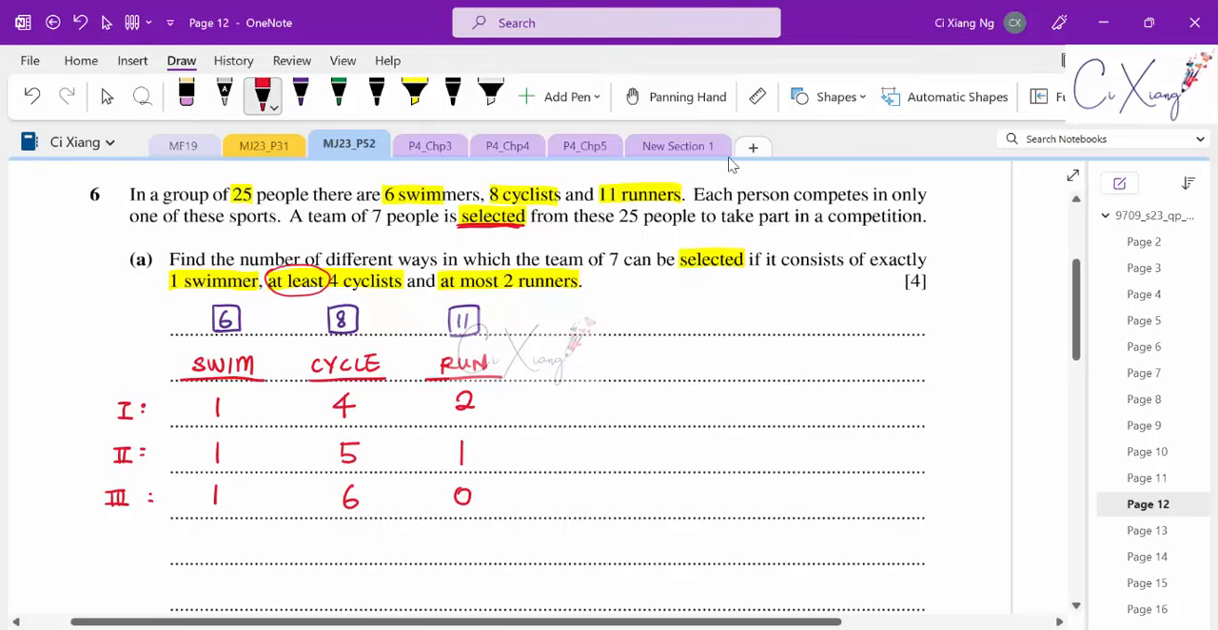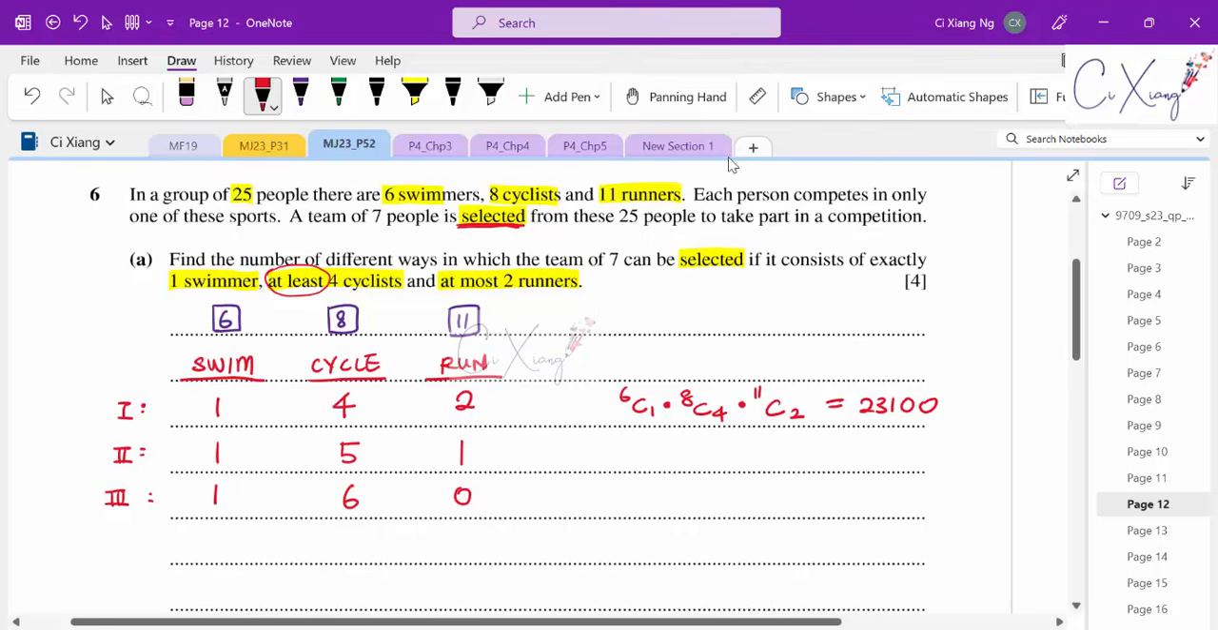To calculate the number of selections, you need to choose the different team members from the different groups. I have 6 swimmers and I want to choose 1 only for case number 1, so it will be 6C1. Then multiply with, I have 8 cyclists in total and I want to select 4 of them, so 8C4. Then 11 runners, select 2, so 11C2. If you press the calculator, you will get 23100.